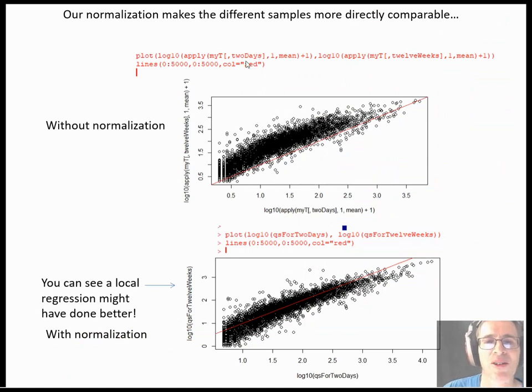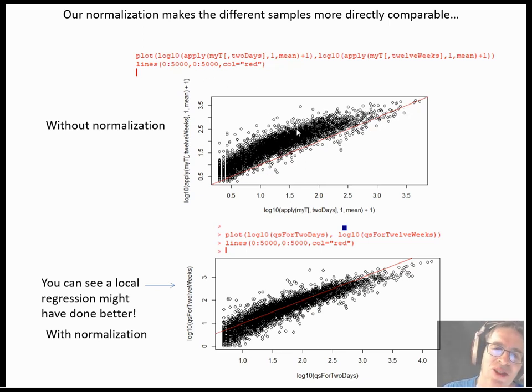Here I'm just plotting the raw data on a log scale. On the x-axis I have the 2-day data, so I'm taking the mean of each of my 3 samples at 2 days, in log 10 with a pseudo count. On the y-axis is the mean of each of my samples at 12 weeks. I can see that without normalization, I have really serious problems. This red line is the identity line.